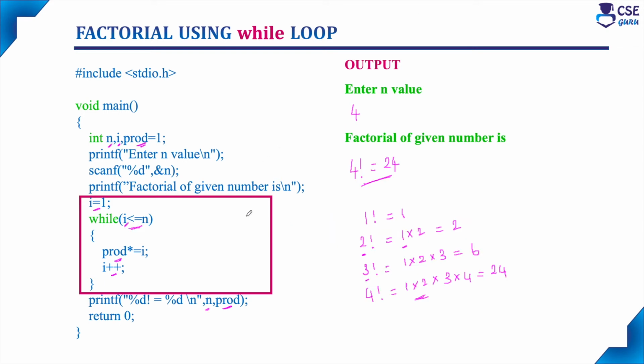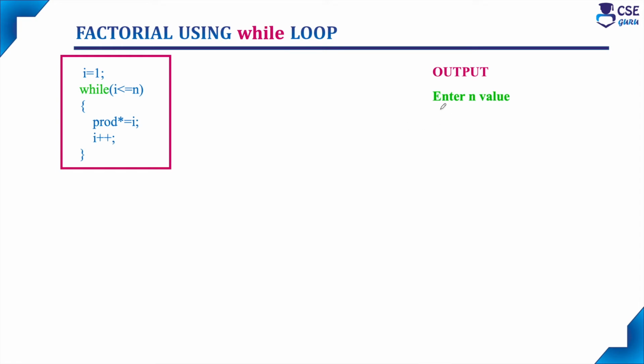Now we will trace the logic of this while loop. First we need to enter the n value, which we will consider as 4. Then comes the while loop. Initially the i value is 1. Consider the first iteration: i value is 1, and we check the condition whether 1 is less than or equal to the n value, which we entered as 4. So 1 is less than or equal to 4, condition true.